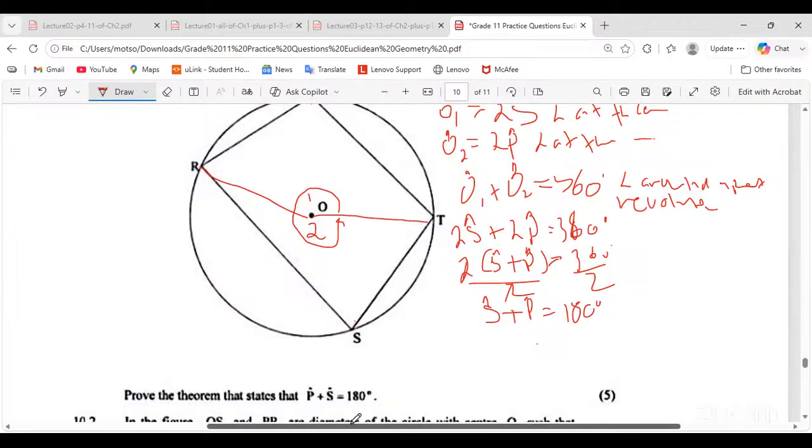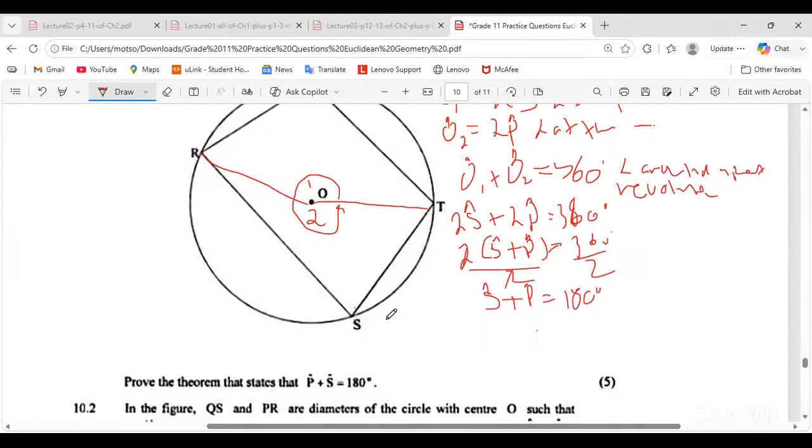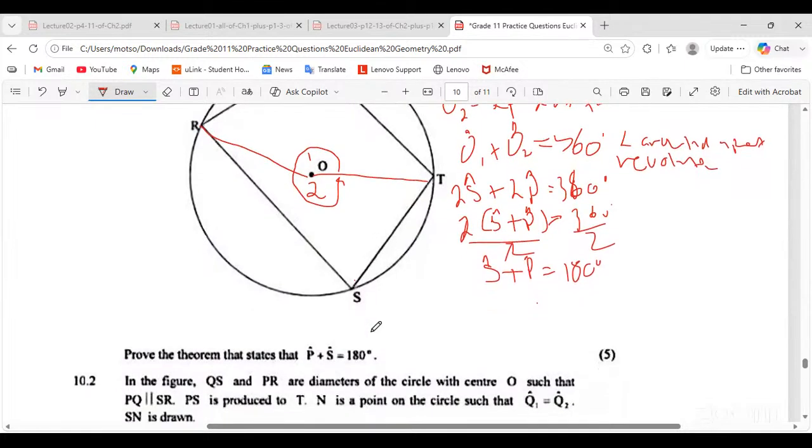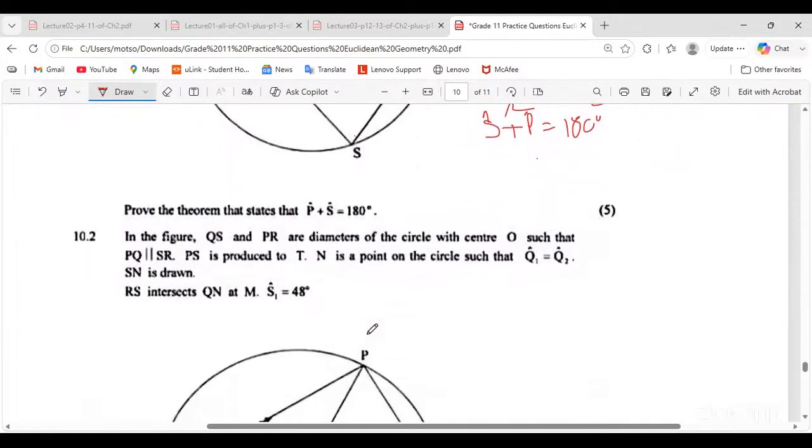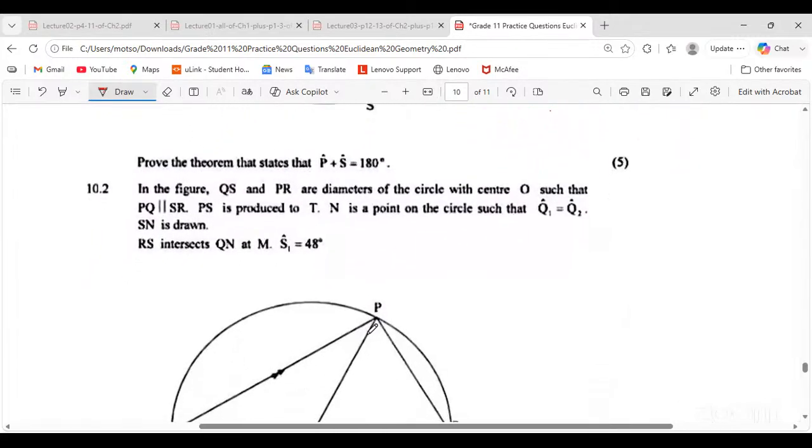It doesn't matter if the P comes first or the S comes first, like P plus S is equal to S plus P, because the sum is commutative. Those who will be taking maths at university will know what the commutative property means. Now let us go to the next one, 10.2. Let us have a look at 10.2.